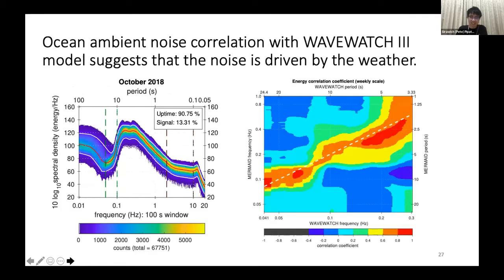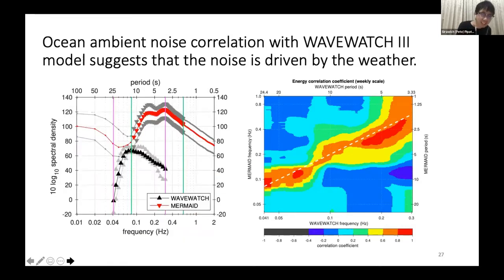All right, so could you click one more time, please? Oh, thanks. Okay, so the left figure is the spectral density comparison between the MERMAID, which is the red curve, and WaveWatch, which is the black curve. And we can see that if we shift the WaveWatch curve to the right by a factor of 2, which is like multiplying frequencies by 2, and then shift up the spectral density, you can see that the spectral density aligns pretty well.